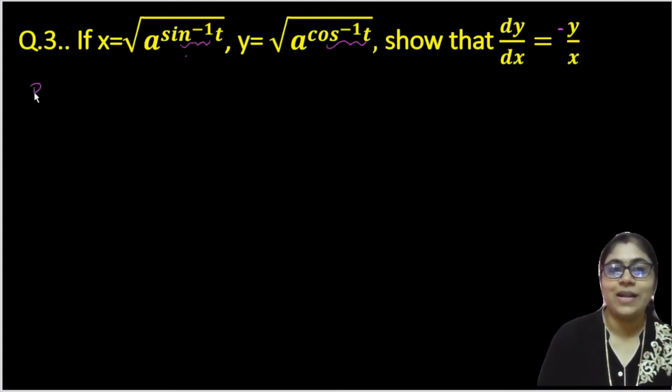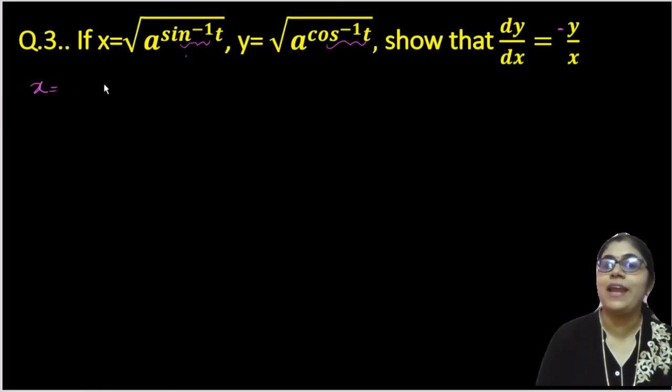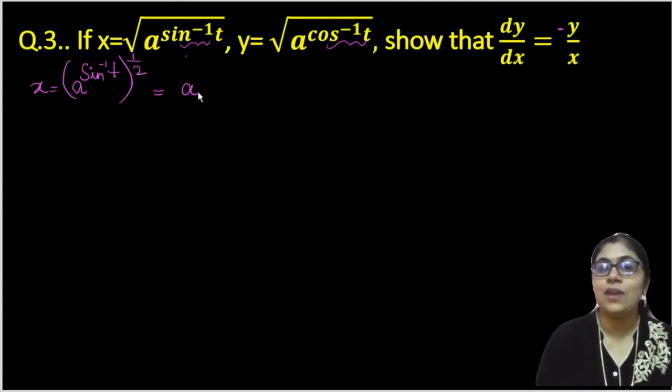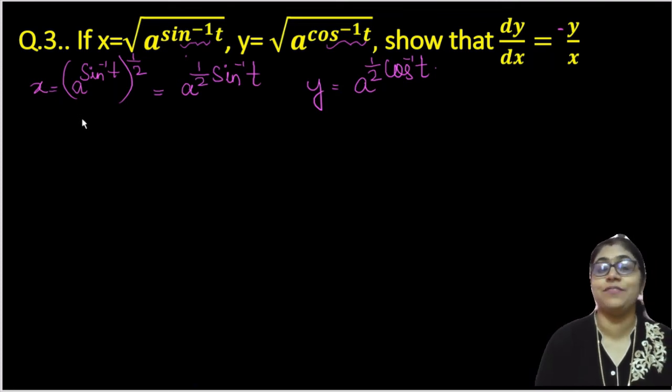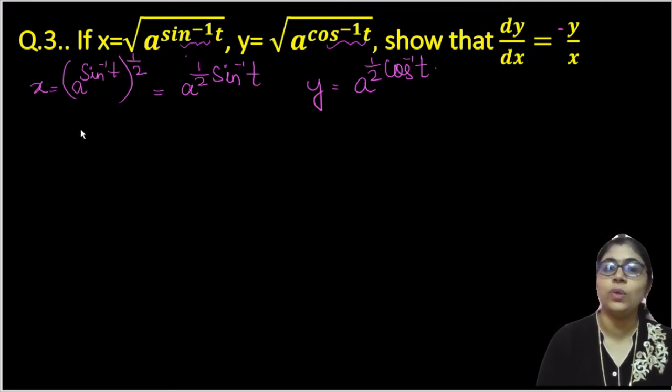So x is equal to square root of a to the power sin inverse t. We can write instead of that a to the power sin inverse t whole to the power 1 by 2. So this is a to the power 1 by 2 sin inverse t. Similarly, y is equal to a to the power 1 by 2 cos inverse t. So now let's differentiate x and y with respect to t.